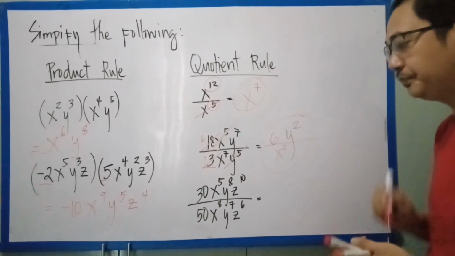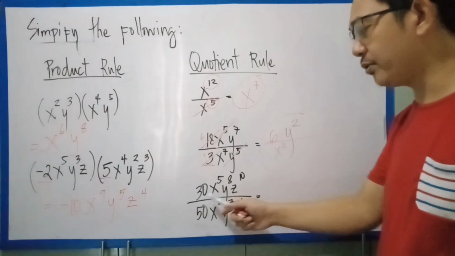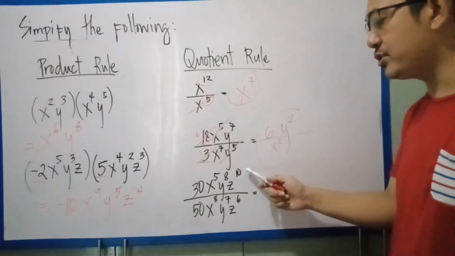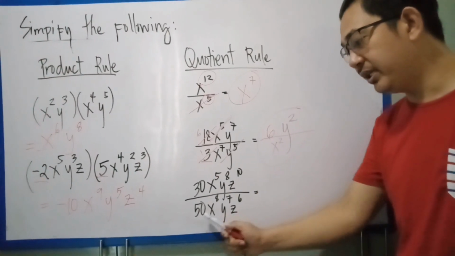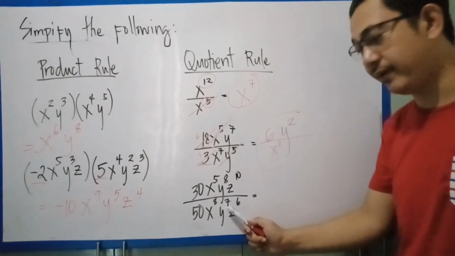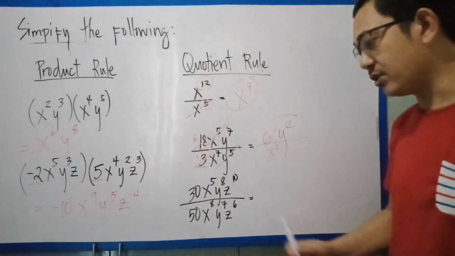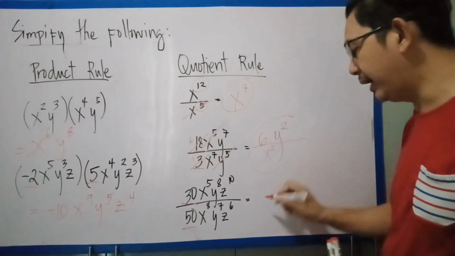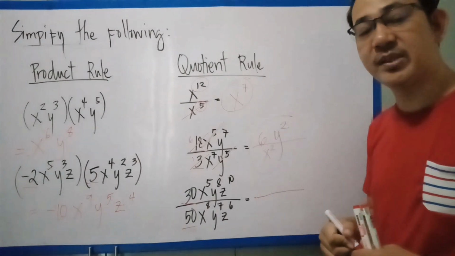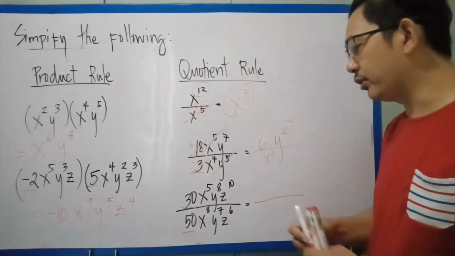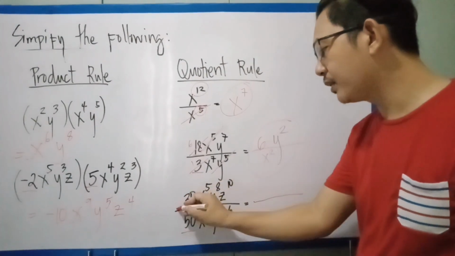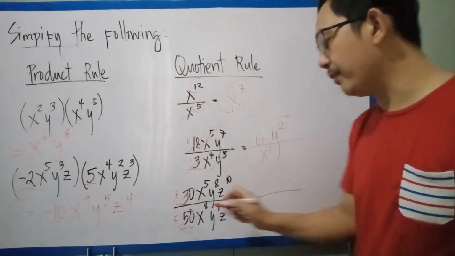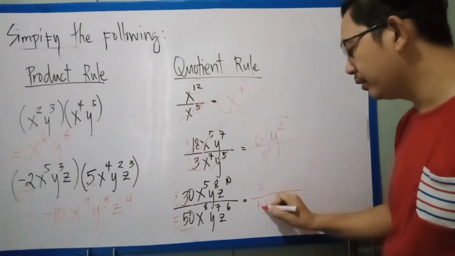So for the last one, we have here 30x raised to the 5th power, y raised to 8, z raised to 10 divided by 50x raised to 8, y raised to 7, and z raised to 6. Okay, look at first the numerical coefficients. So we have 30 and 50. We know that 30 and 50 are both divisible by 10. Okay, so 30 divided by 10 is 3, and 50 divided by 10 is 5. So therefore, we have here 3 and 5.